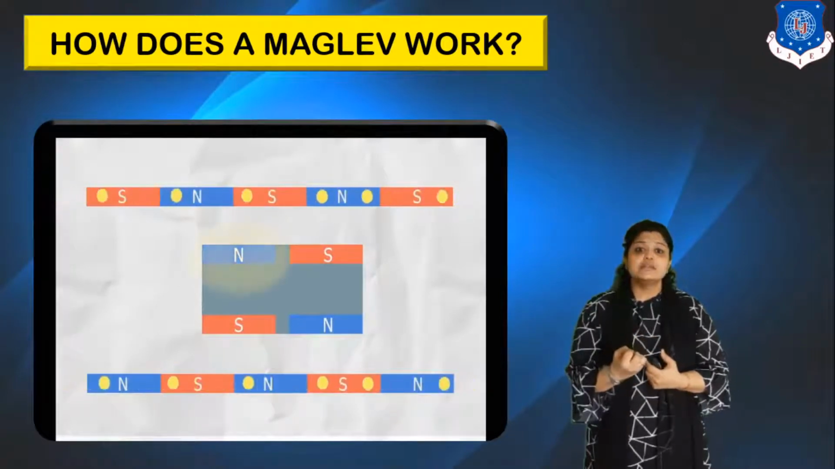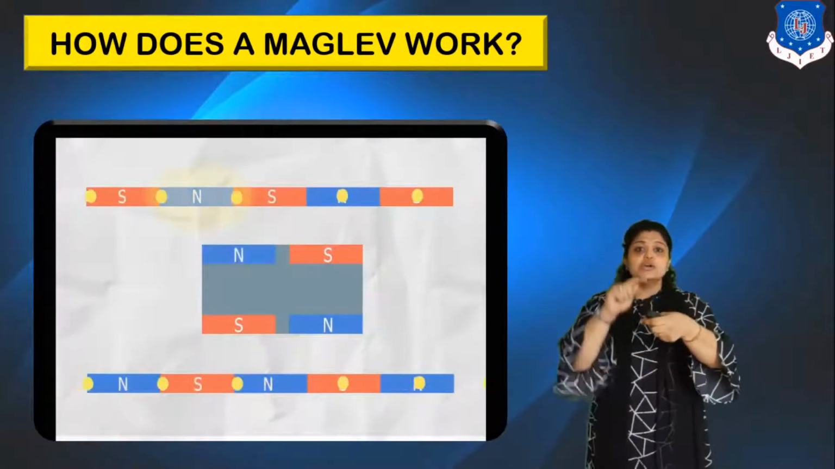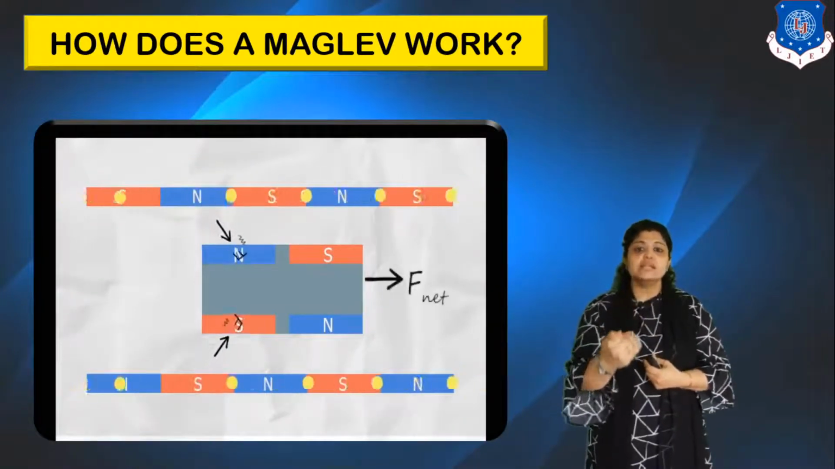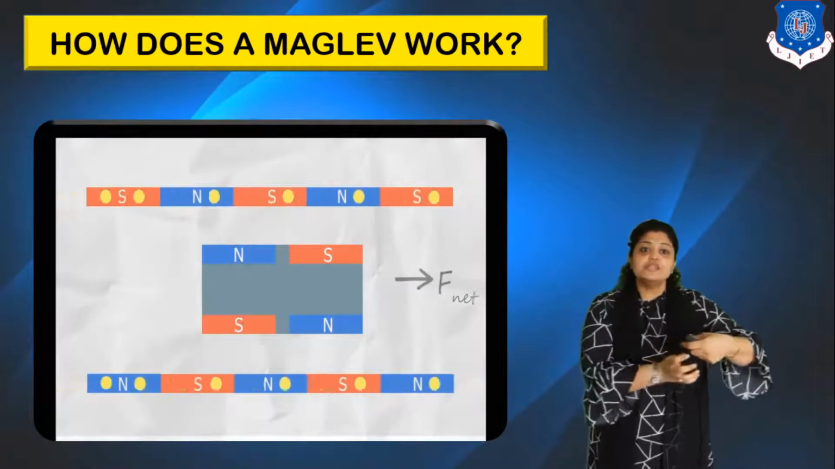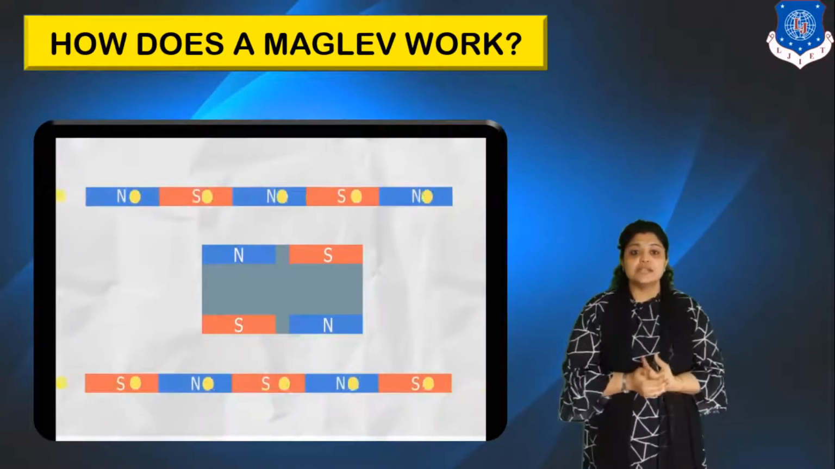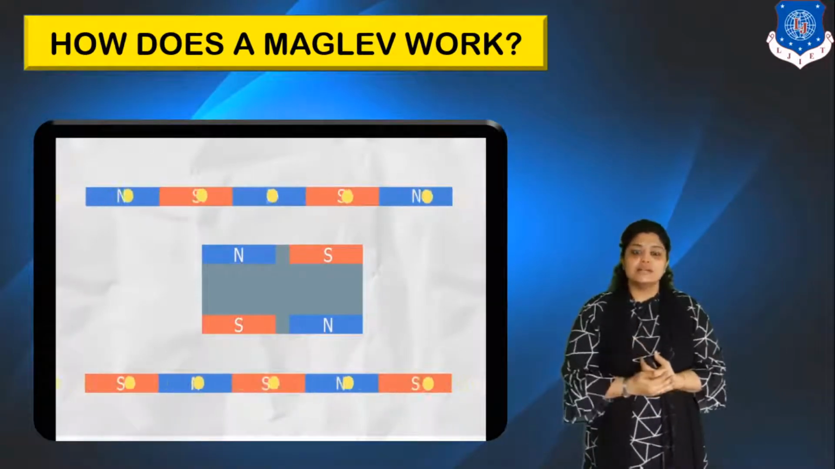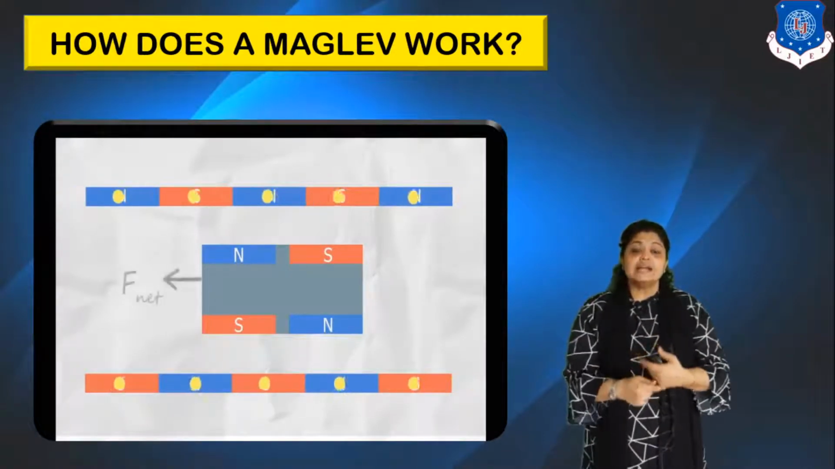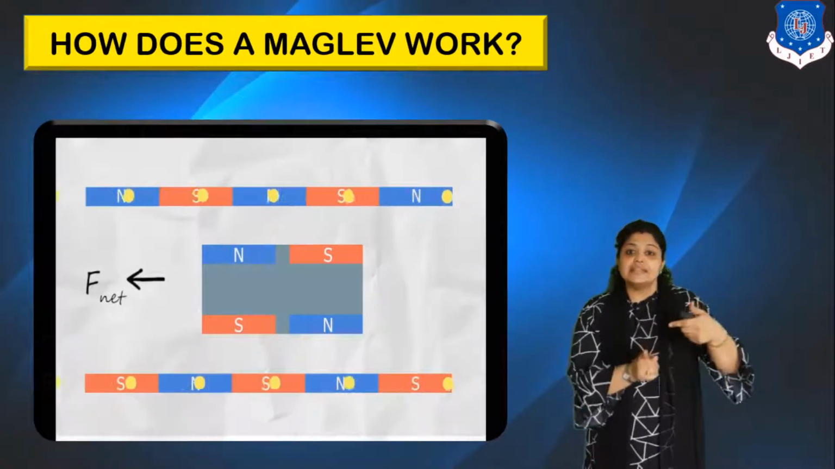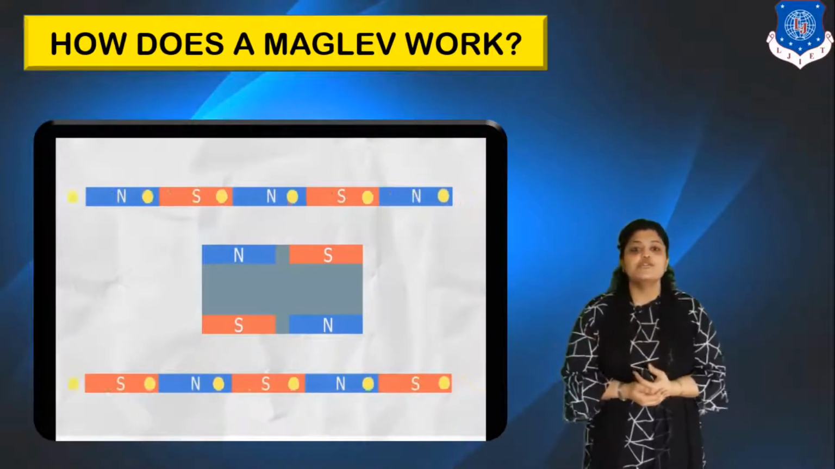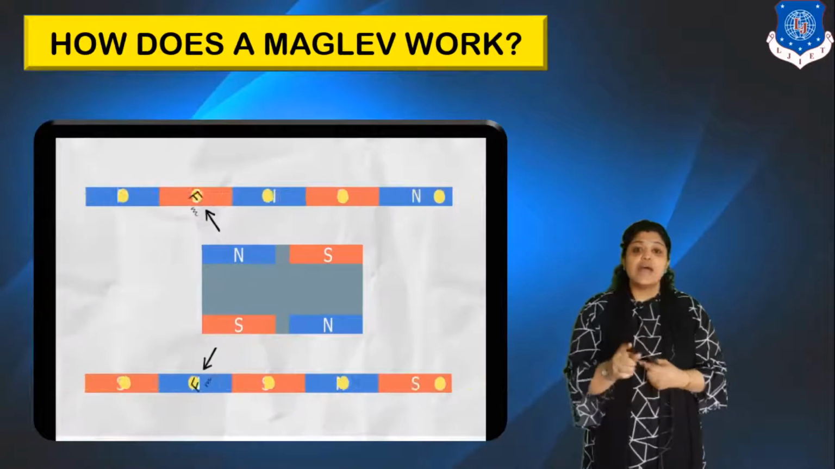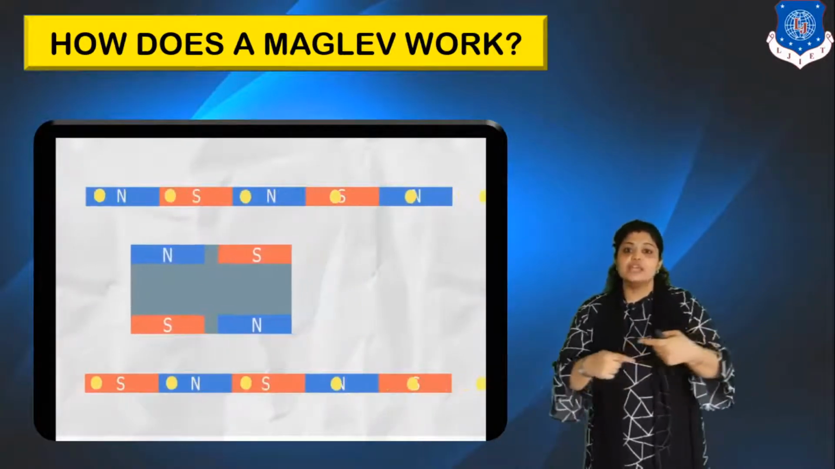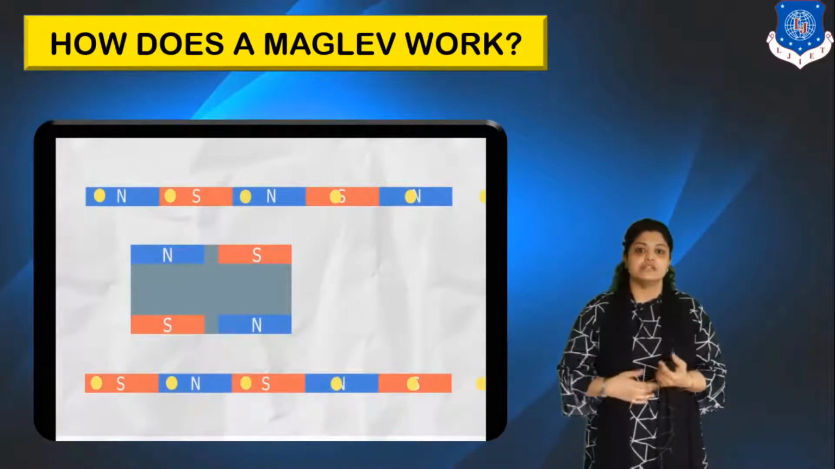But what happens when the train moves? This north will repel the north on the guideway. Similarly, south will repel the south on the guideway. So the net force will drag the train in the opposite direction. So now what is done? The guideway magnets are alternated. That is, the magnetic field is alternated and then we get the net force in the forward direction. So you have continuously alternating forces which will drag your train in one particular direction.